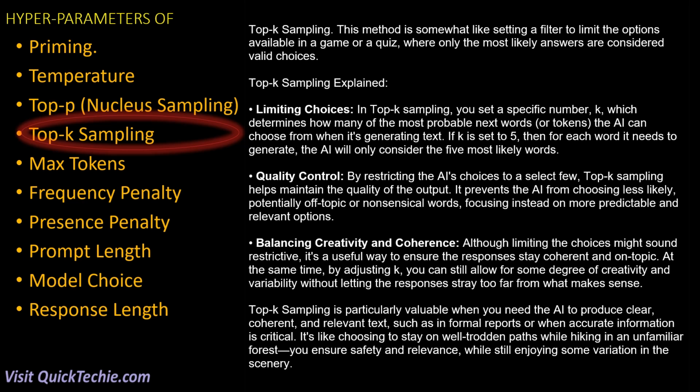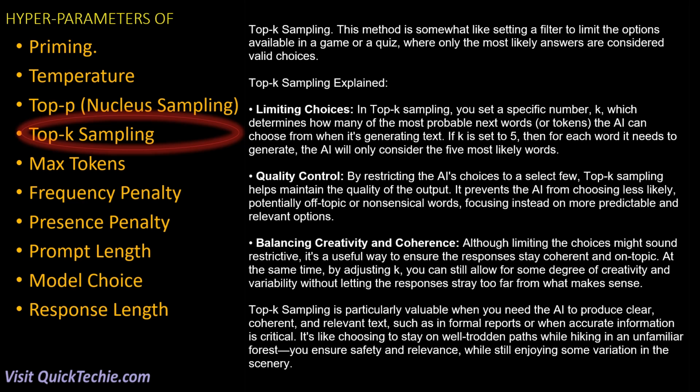By restricting the AI's choices to a select few, top K sampling helps maintain the quality of the output. It prevents the AI from choosing less likely, potentially off-topic or nonsensical words, focusing instead on more predictable and relevant options. Balancing creativity and coherence. Although limiting the choices might sound restrictive, it's a useful way to ensure the responses stay coherent and on topic. At the same time, by adjusting K, you can still allow for some degree of creativity and variability without letting the responses stray too far from what makes sense.